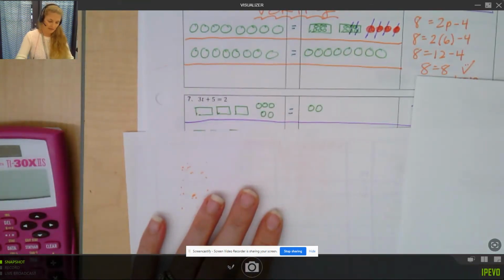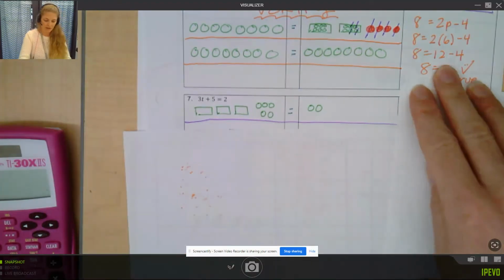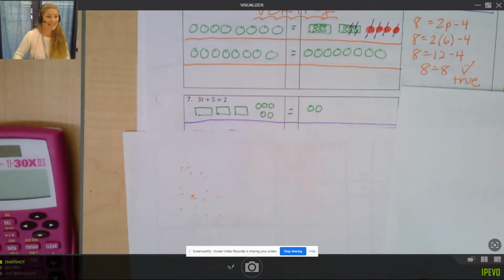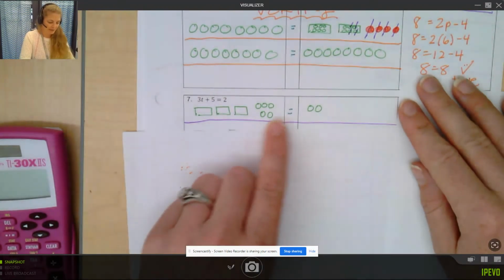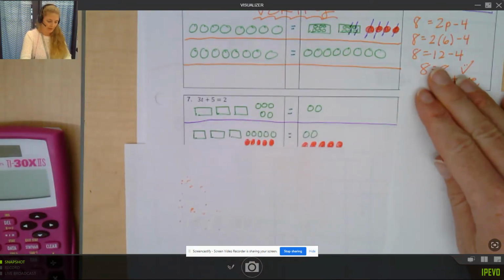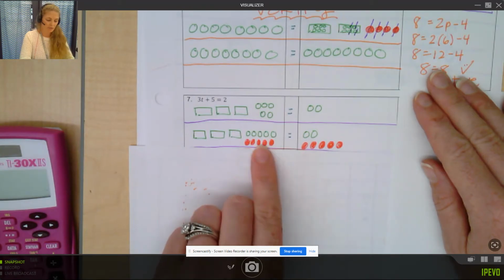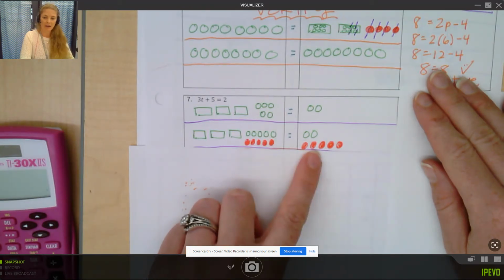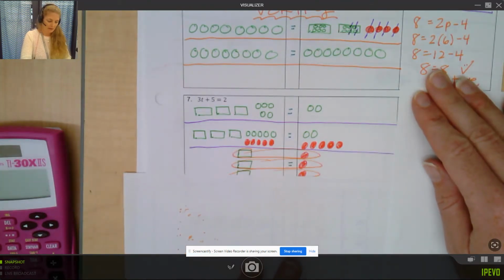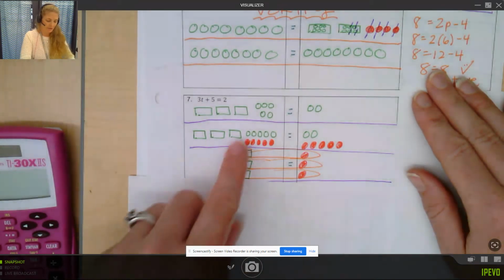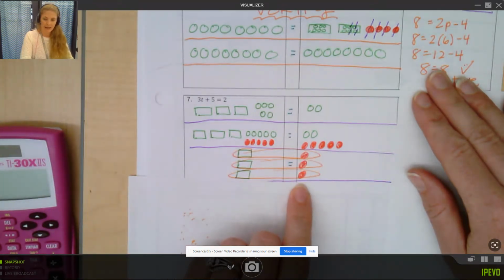Okay, number 7. First things first, we modeled what was given to us. So we have 3 variables. In this case, it's t. 3t plus 5 positives equals 2 positives. From there, I wanted to undo adding 5. So I'm going to subtract 5 or add -5 to both sides, clearly showing me that I have 3 x's equal to 3 negatives.